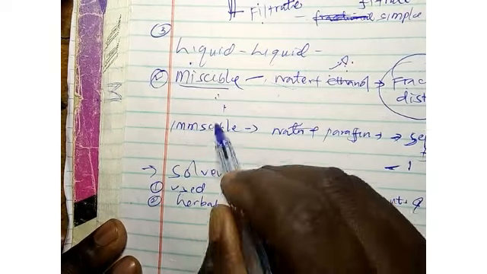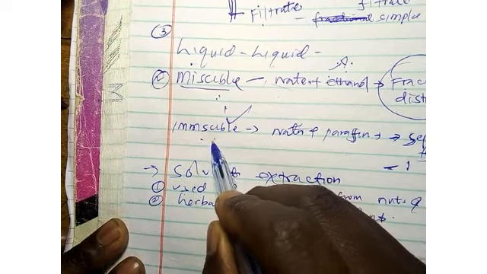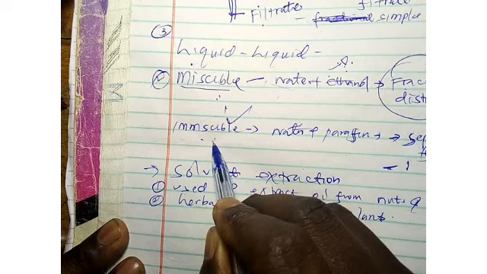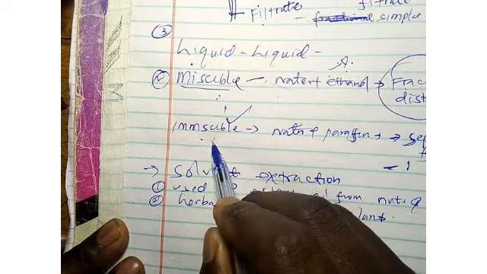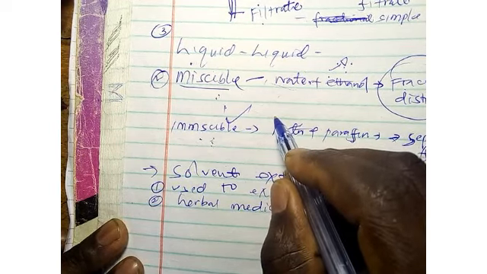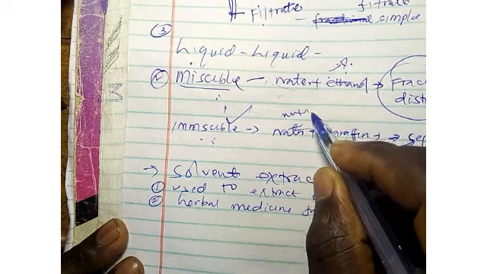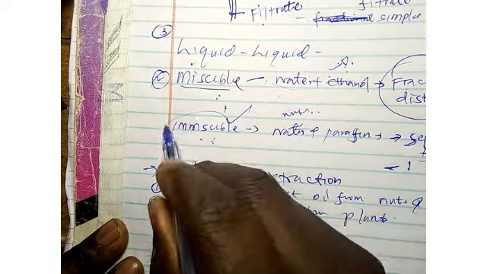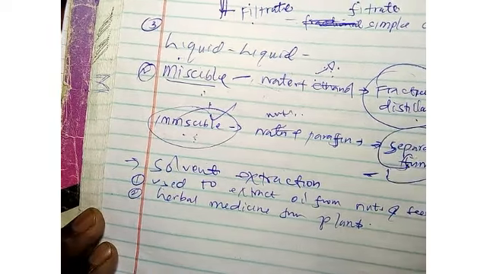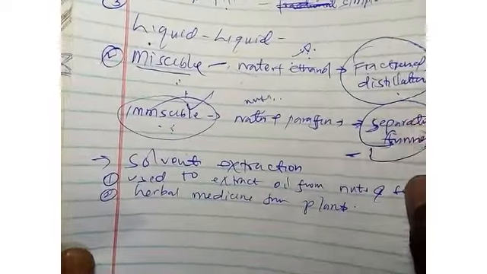We have those mixtures which we call immiscible. Immiscible means that it does not dissolve in water. When you mix them in water, they don't form a homogeneous solution or mixture. They form a heterogeneous mixture. An example is water and paraffin or kerosene. That one is immiscible. So how can we separate that? We use a separating funnel.